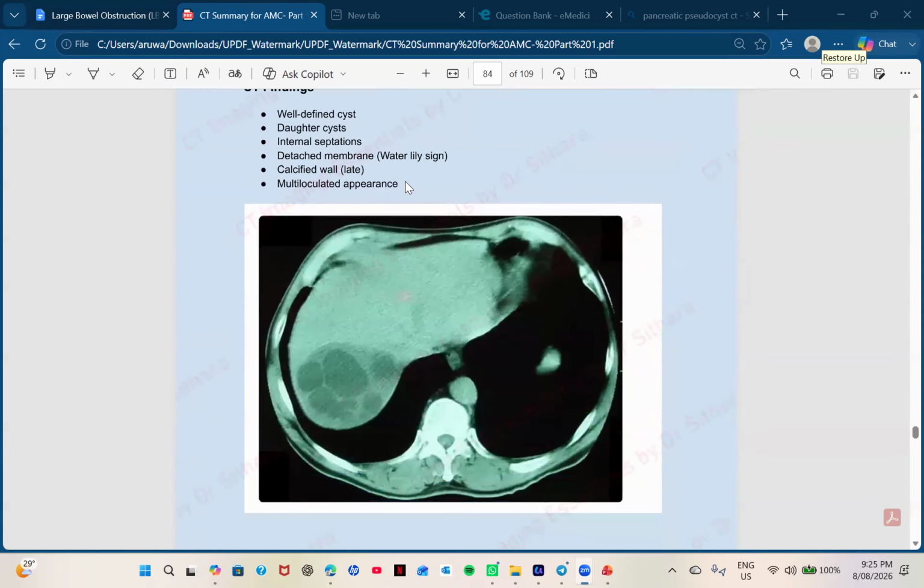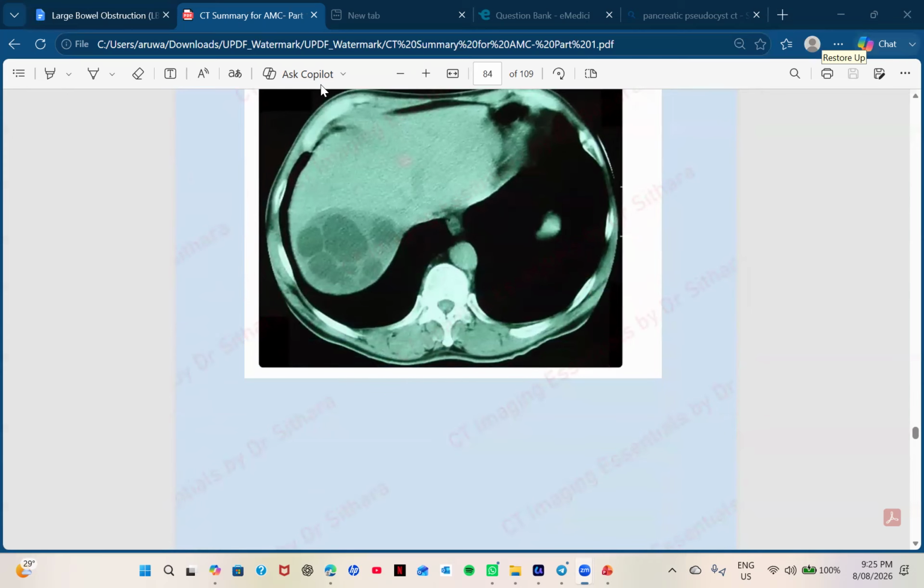Hydatid cyst. So what are the CT findings you can see here? Which sign can you see here?